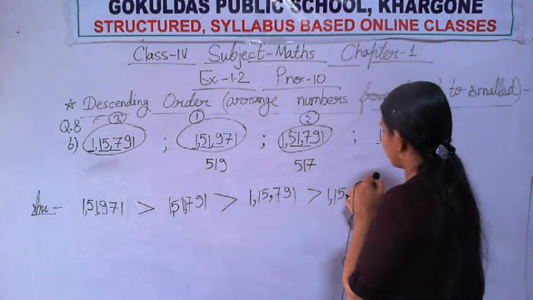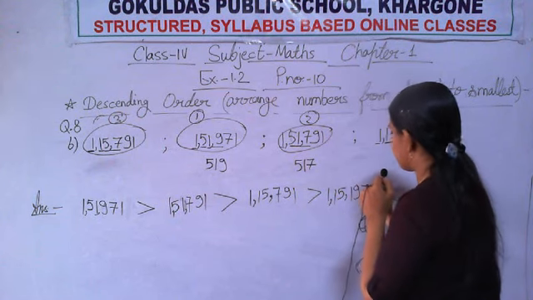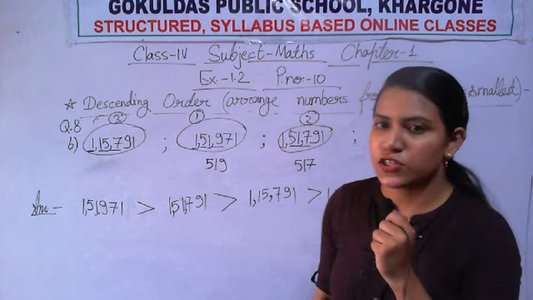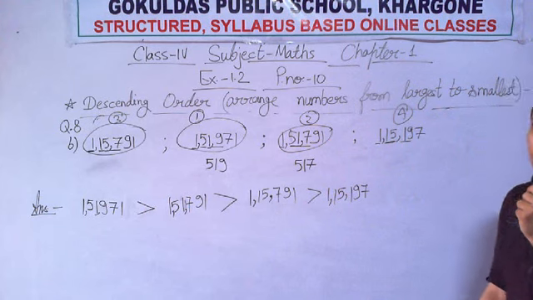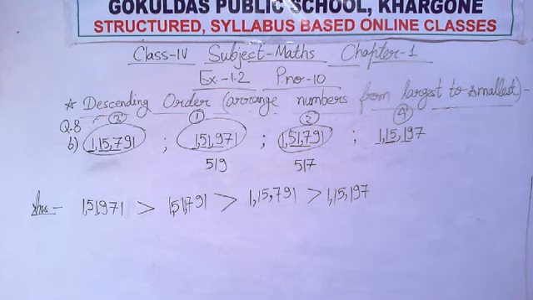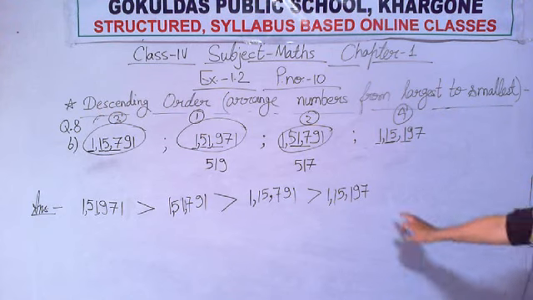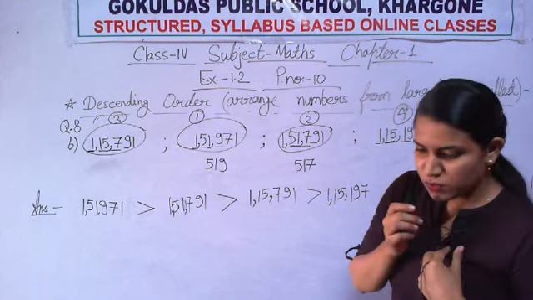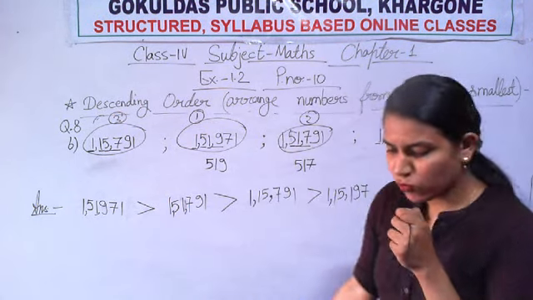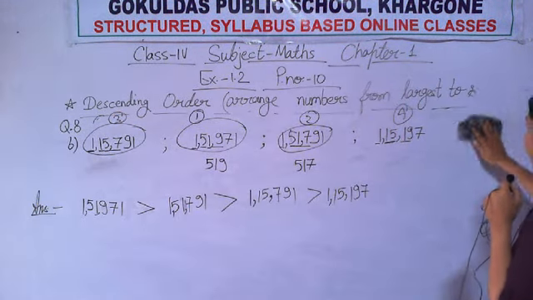and the last one will be this. So for arranging the numbers in ascending or descending order, first you have to do comparison of the numbers, then you can arrange them. Remember that in descending order you arrange numbers from largest to smallest. Now move to the next topic.